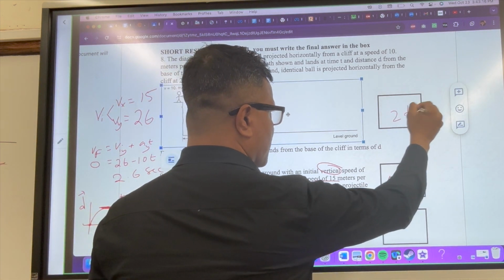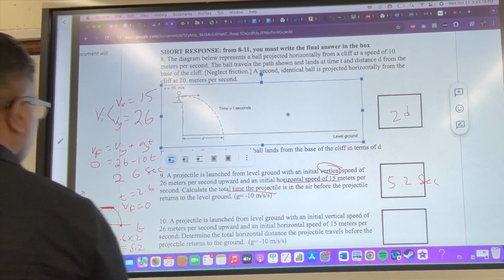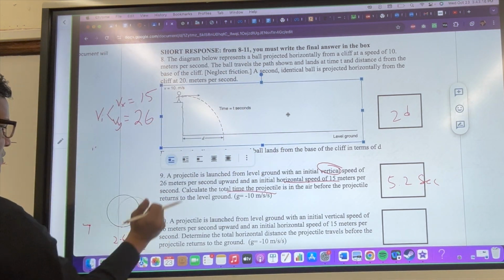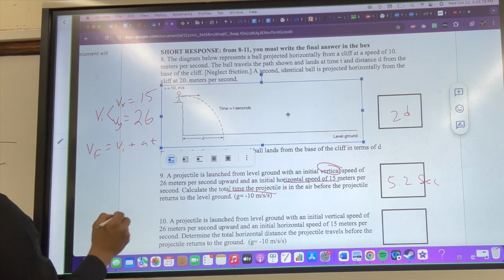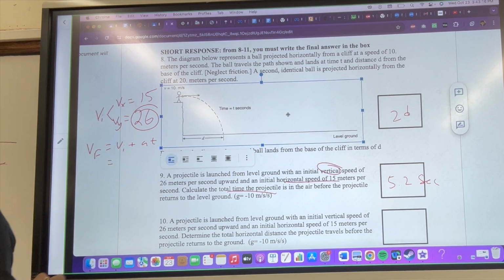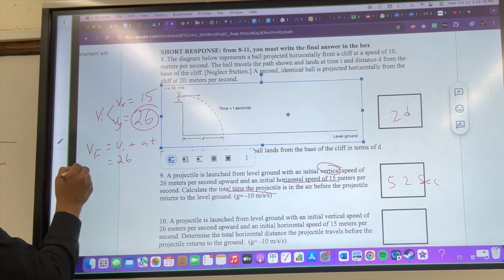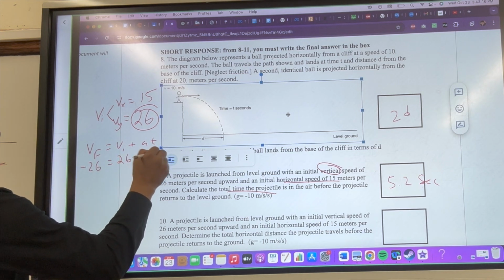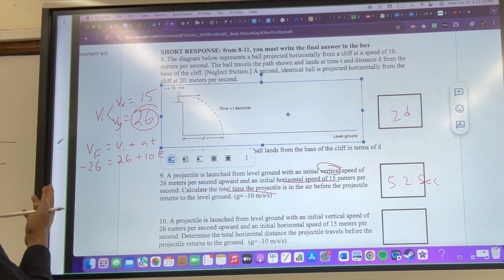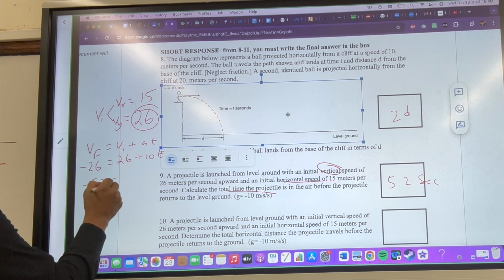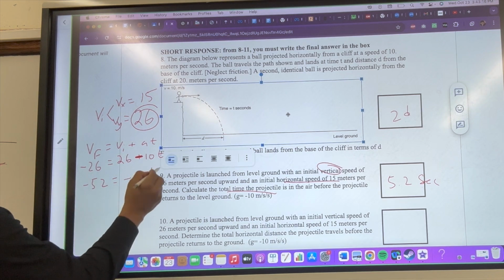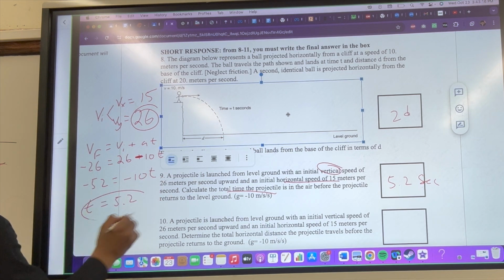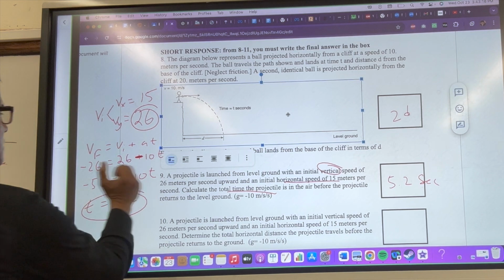So the answer is 5.2 seconds. You can do a different way. You can do Vf is equal to Vi plus At. If the initial Viy is 26, then this is negative 26. And this is how you can also get negative 52 is equal to negative 10 t, and this is how you also can get 5.2. Okay, very good.